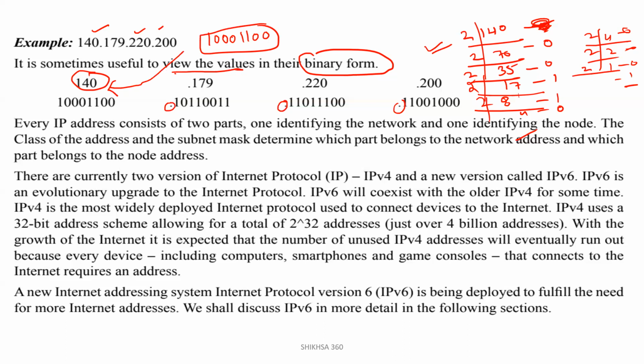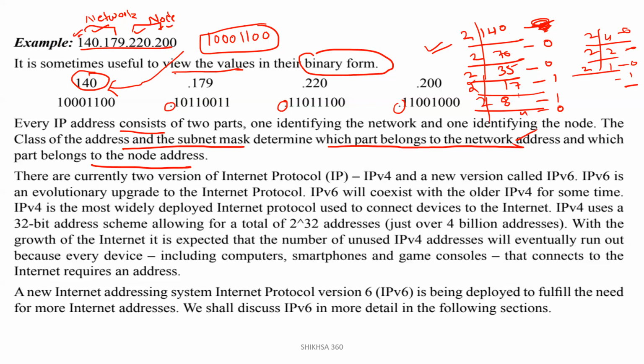So every IP address consists of two parts. Very, very important. Every IP address, like this one, will consist of two parts. This is one part, this is the other. One part identifies the network, and the other part identifies the node. The class of the address and the subnet mask determine which part belongs to the network address and which part belongs to the node address. Clear? How we can identify the class of the address, I will cover.